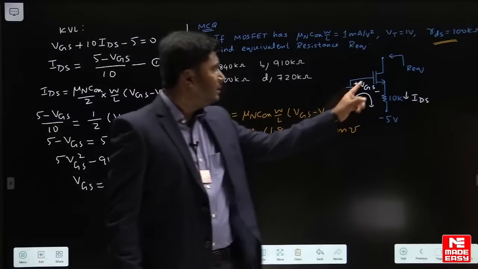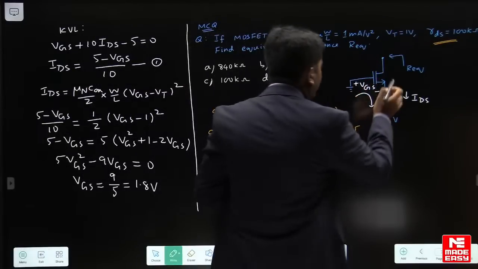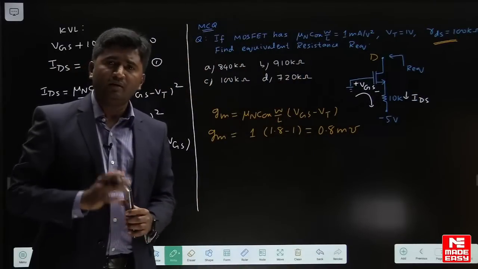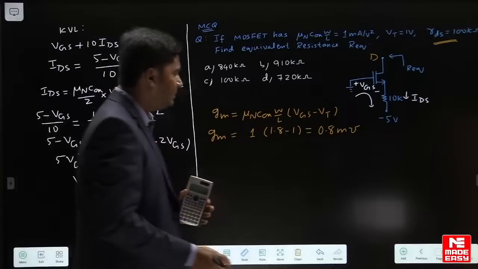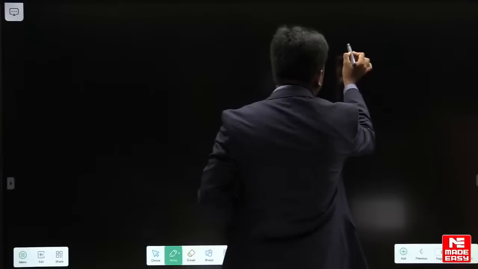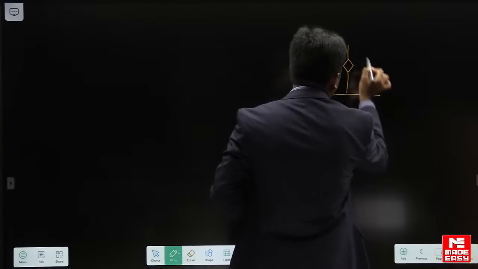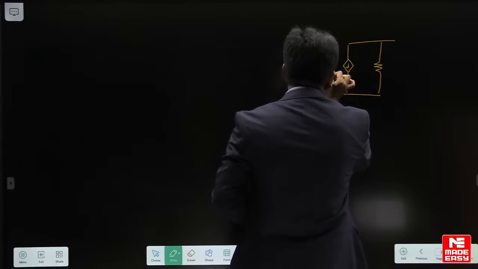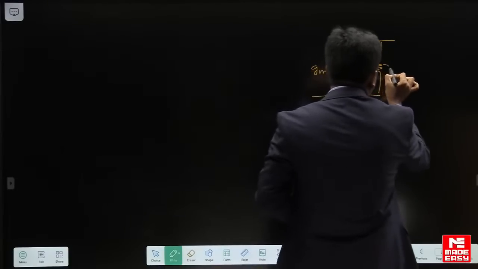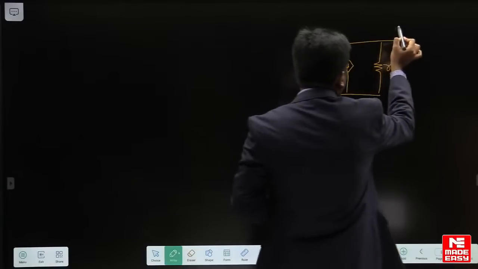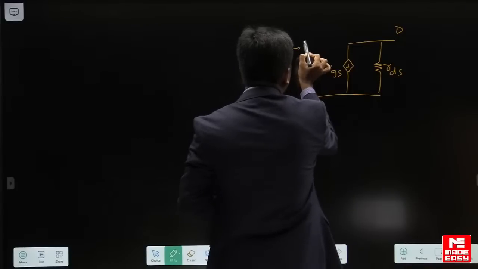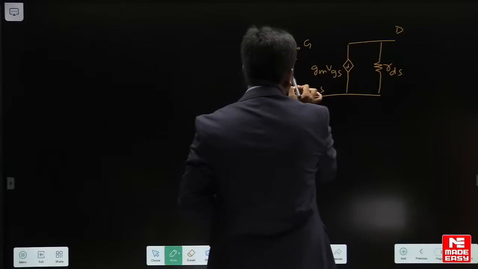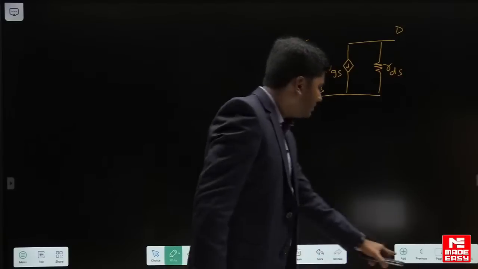Here R equivalent is resistance between drain terminal and ground. Now to find this R equivalent, we have to replace MOSFET with small signal model. Okay, so let me replace MOSFET with a small signal model here. Everybody remembers the small signal model of MOSFET. This is GM-VGS in parallel to RDS. Okay, here you can show drain terminal. This will be gate. This is source terminal, and here you can indicate VGS.